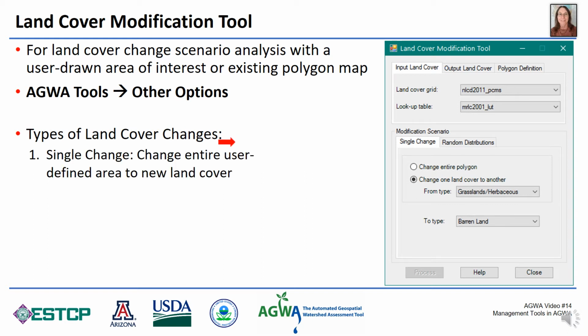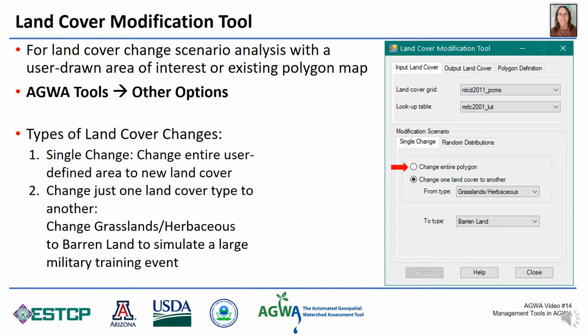You can perform a single change that changes the entire user-defined area to a new land cover type, for example, from grassland to urban for a new building. You can change just one land cover type to another within the area of interest, for example, from grasslands herbaceous to barren land to simulate a large military training event. The tool creates a new land cover map based on the modification scenario.